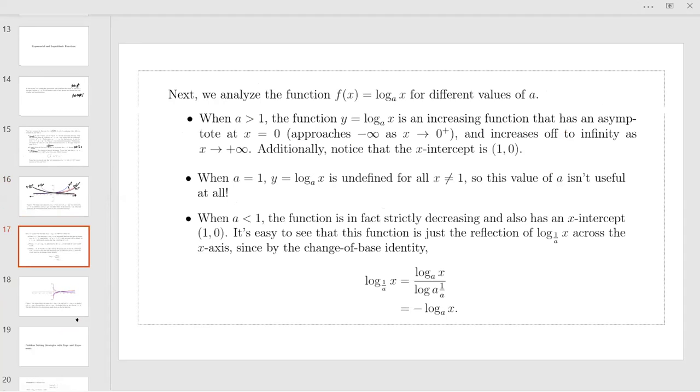So now let's look at the logarithmic function. Again, we'll take the cases where a is greater than 1, a is equal to 1, and a is less than 1. When a is greater than 1, the function y is equal to the log of x base a is an increasing function. Again, we have an asymptote, but this time it's at x is equal to 0.